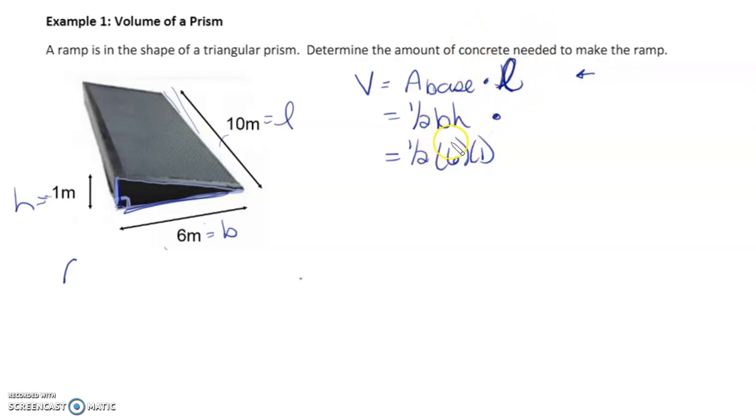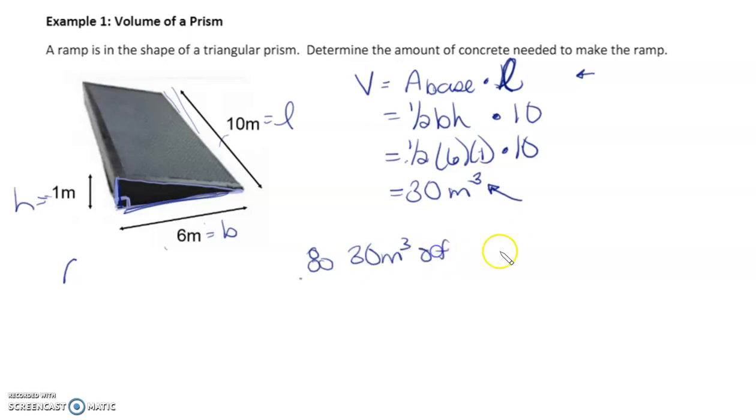So half the base times the height times, and then it's going to be 10. Okay, so 6 times 1 times 10 is 60, half of 60 is 30. So they would require 30 meters cubed. Okay, volume's 3D, so we measure in cubic meters. So therefore, 30 meters cubed of cement or concrete is needed.